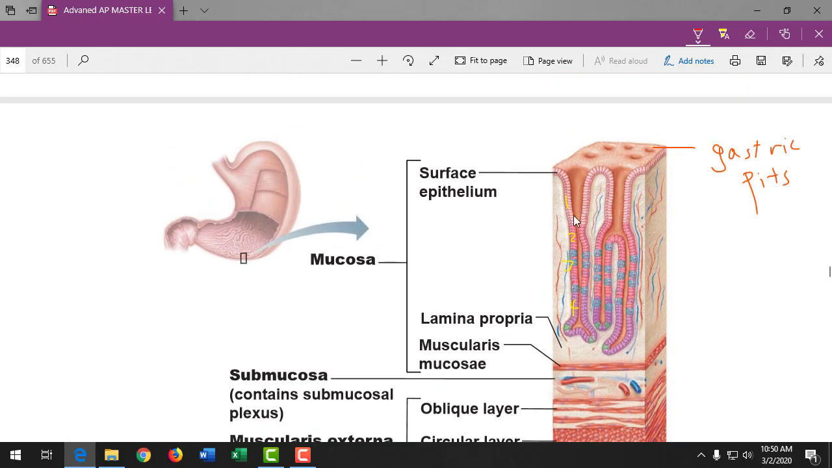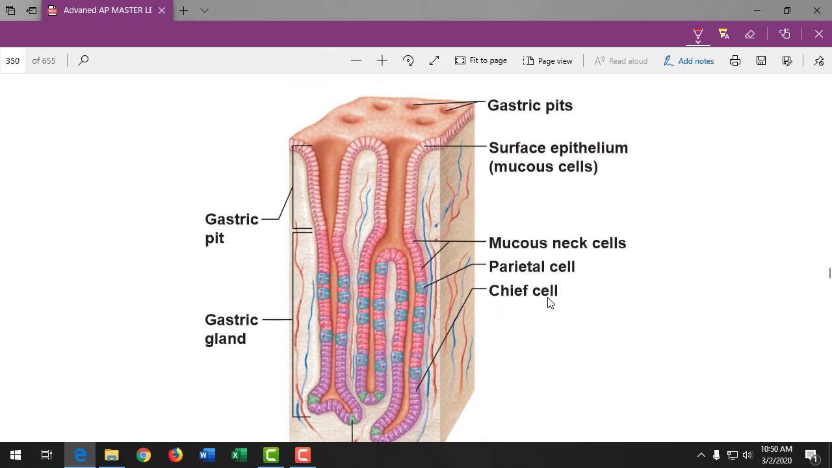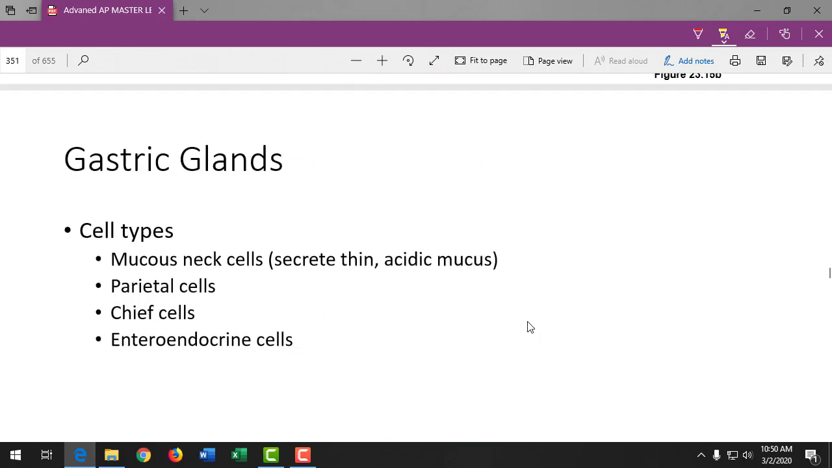So that's what's labeled number one here. Those are the mucus cells. It's light pink, okay? Then we get down, well, they're labeled right here, so you don't even have to label it. Now we get down and we have these neck cells, more mucus, like we said, as we work our way down, and then we get down to the parietal cells and the chief cells. So let's talk about those.